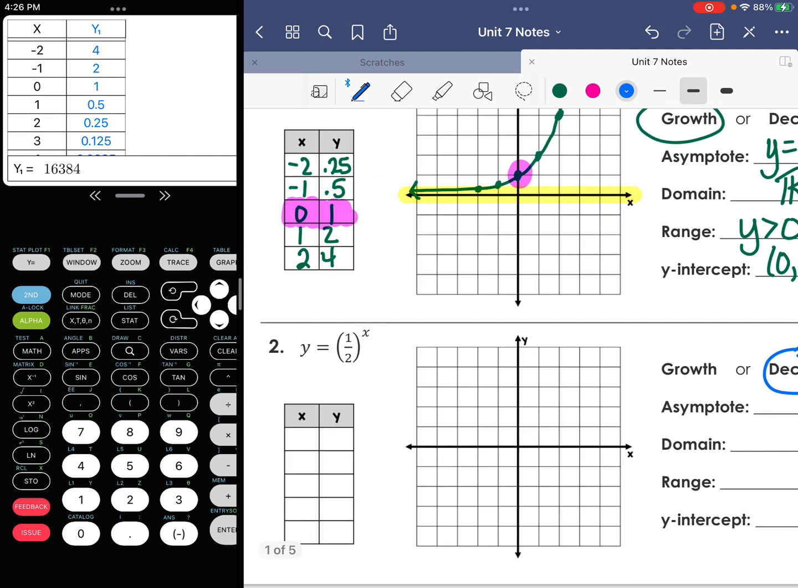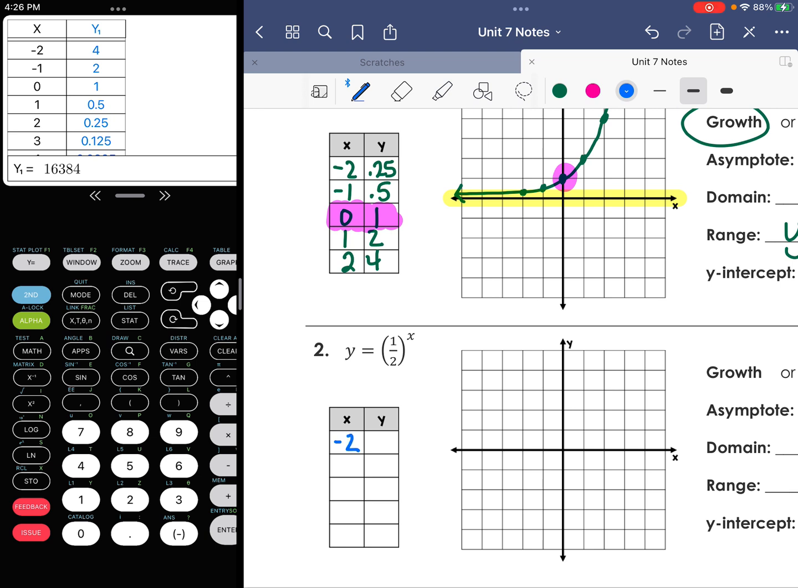So we're going to have -2, 4, -1, 2, 0, 1, 1, 1/2, and 2 is 0.25. And you can see that the numbers are the same as the ones in the table above it, but they go the opposite direction. That's because now, instead of multiplying by 2 each time, we're dividing by 2. 4 divided by 2 is 2. 2 divided by 2 is 1. 1 divided by 2 is 1/2. 1/2 divided by 2 is 1/4. So that's what that means for this problem.